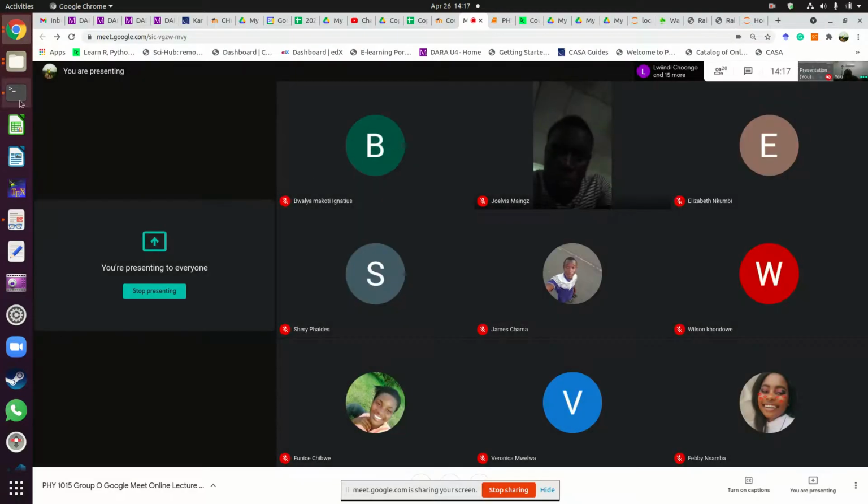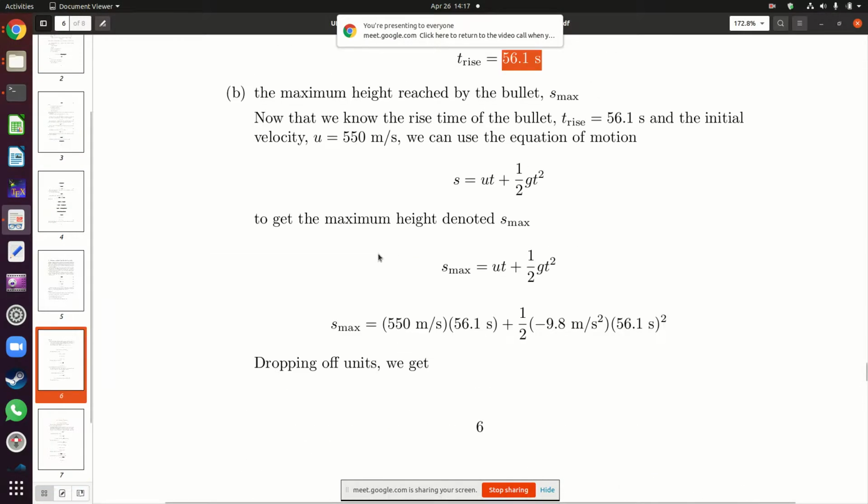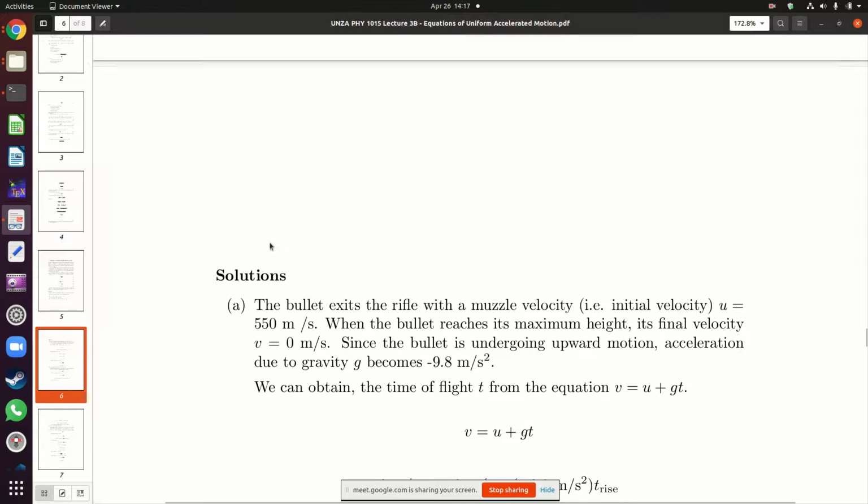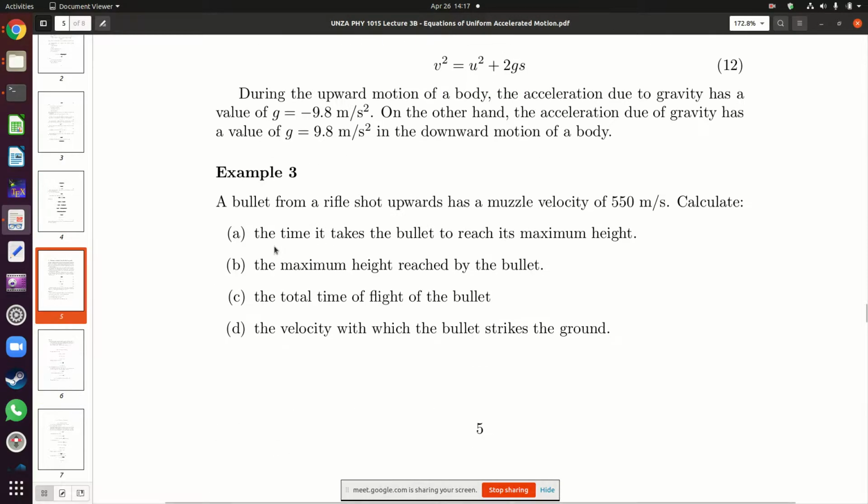Okay, so basically, the first part of this problem was to find the time it took the bullet to reach maximum height if the bullet came out of the gun at 550 meters per second.